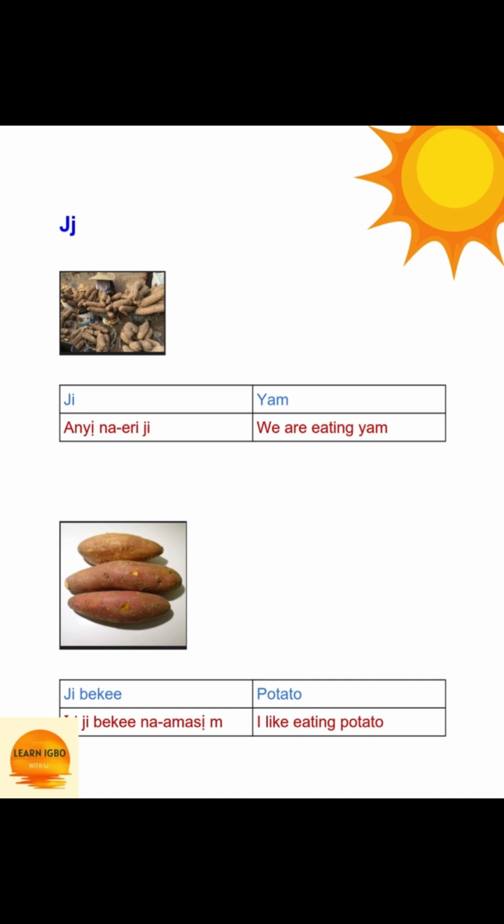Anyị na-eri ji. We are eating yam. Ji bekee, potato. Iri ji bekee na-amasị m. I like eating potato. Thank you. Daalunu.